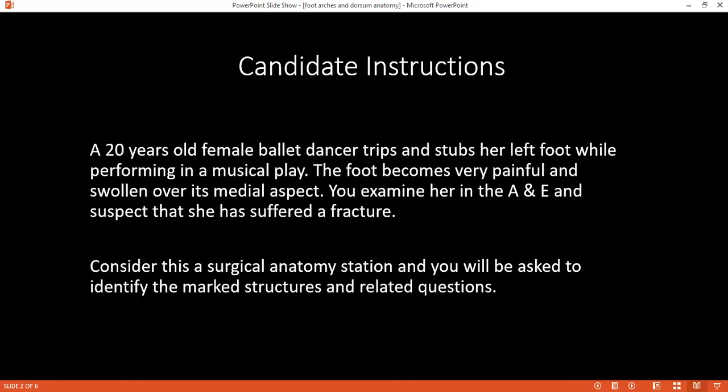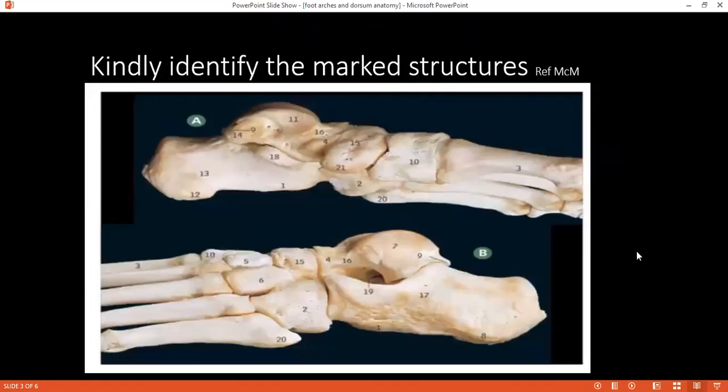Right, so if you have read and understood the surgical anatomy of the patient, kindly tell me what you are looking at, if you can identify the structures. Ma'am, image A shows the medial portion of the left foot, and image B shows the lateral portion of the left foot.